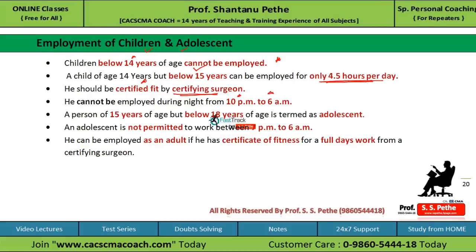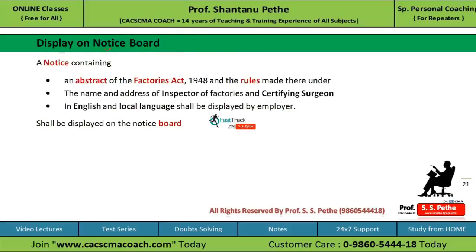A person of 15 years of age but below 18 years of age is termed an adolescent, and an adolescent is not permitted to work between 7 PM to 6 AM. He can be employed as an adult if he has a certificate of fitness for full day work from a certifying surgeon. Now there is also a condition of display on the notice board.